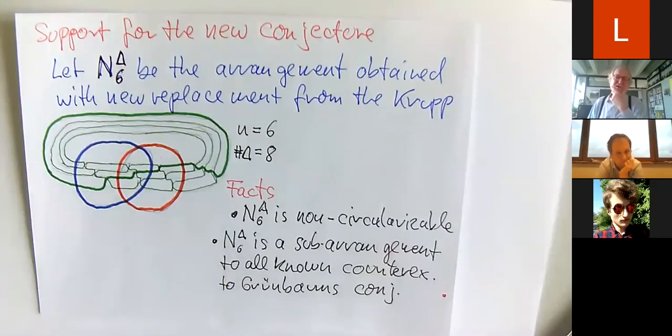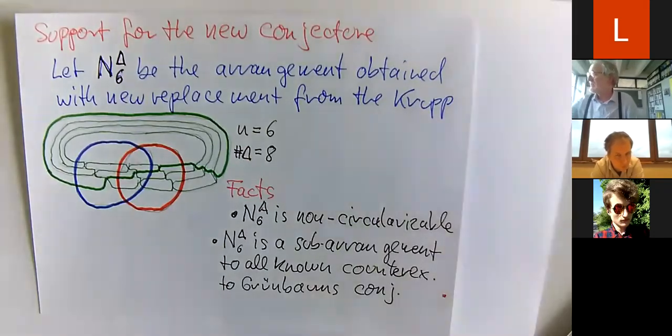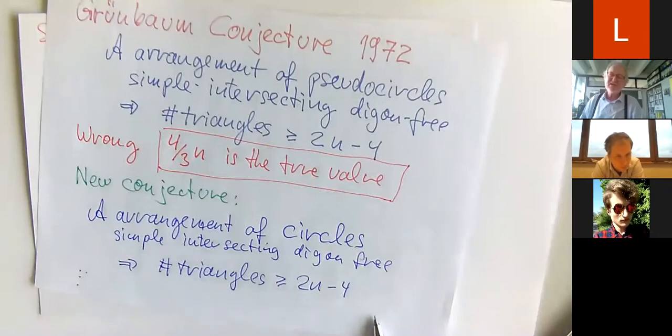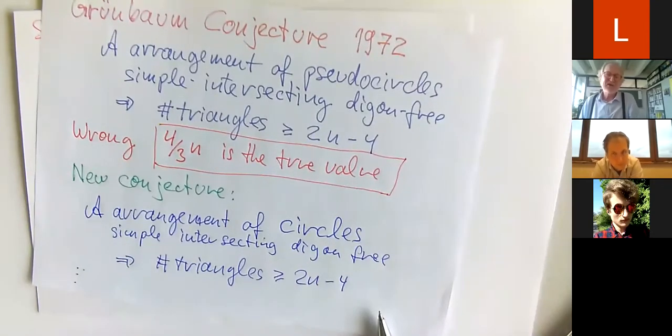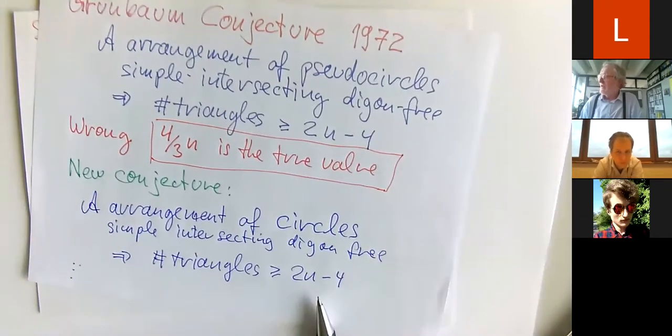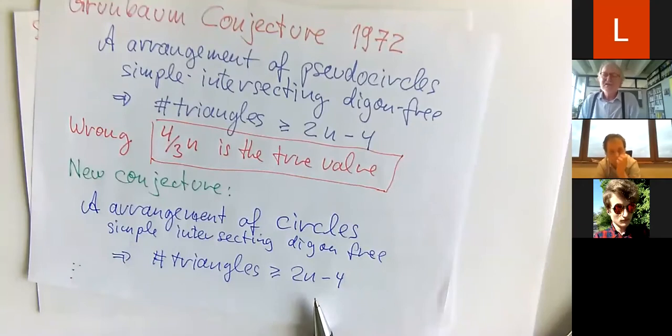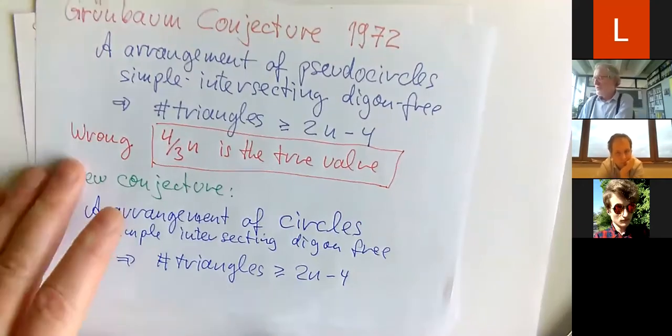With the computer, as far as we could go, we also didn't find anything which is not containing this sub-arrangement and is still a counterexample to Grünbaum's conjecture. So it may be true that this statement holds, and this would be very nice because it would give a non-circularizability proof which is just by counting, when you have too few triangles. This is not circularizable.